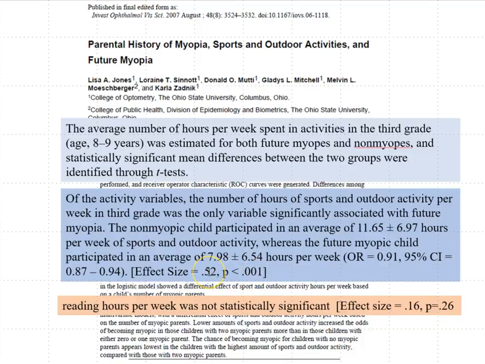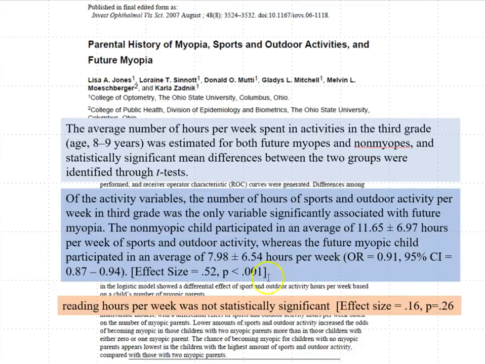Now, it's a really small p-value because there are a lot of subjects. But that effect size, if you'll remember from evidence-based, we talked about 0.5 being a size which can probably be noticed by a patient. So a kid would notice the difference between being out for 11.5 hours in a week versus 8. So the effect size for reading hours, I guess I don't have the means right here, was 0.16. And that's pretty small, and the p-value wasn't significant even for the sample size that they had.